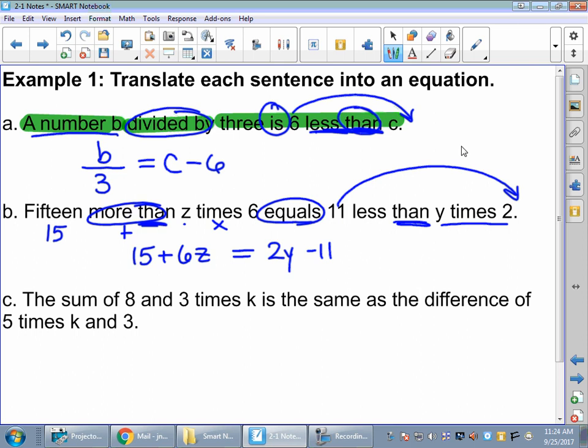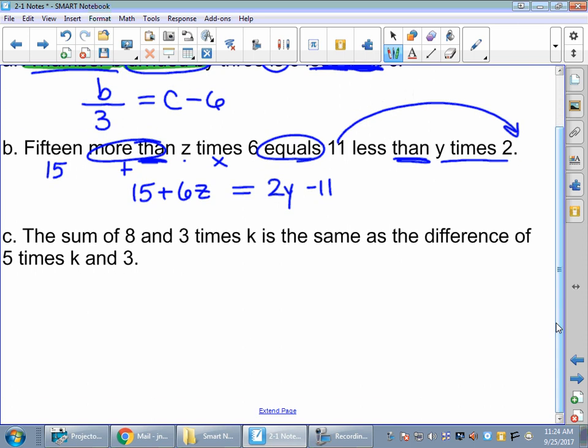Part C here, the sum. Okay, so the sum is telling you what we're adding of 8 and 3 times k. Oops, I didn't circle all of that. Is the same as is my equals. The difference of 5 times k and 3.